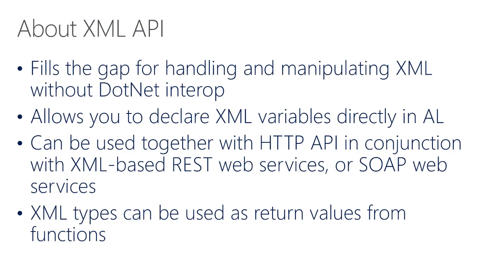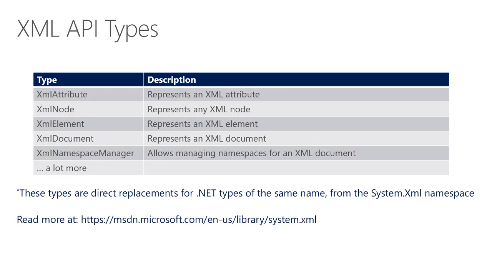The next one is the XML API, and again, that also fills the gap for handling and manipulating something without .NET interop. It allows you to declare XML variables directly in AL, can be used together with HTTP API, etc. Types can be used as return values from function as well. And here are the variable types that you can use within that space. XML attribute, XML node, XML element, XML document, and a bunch more.